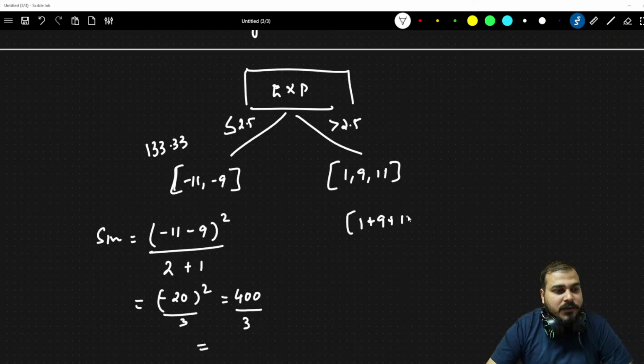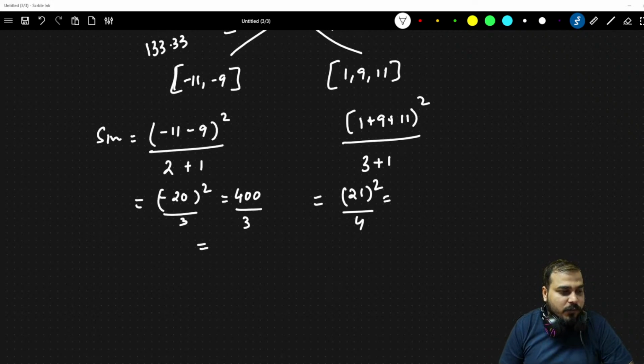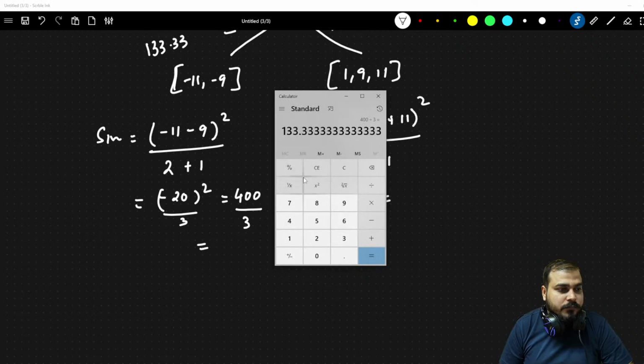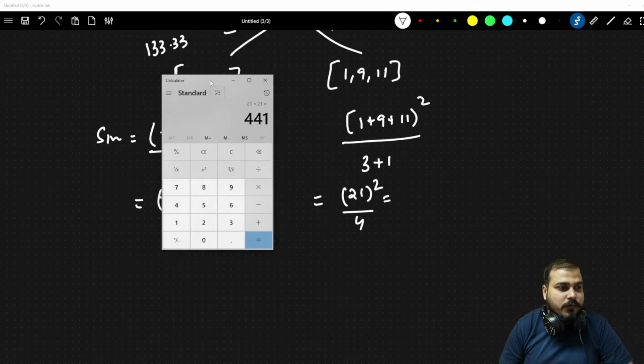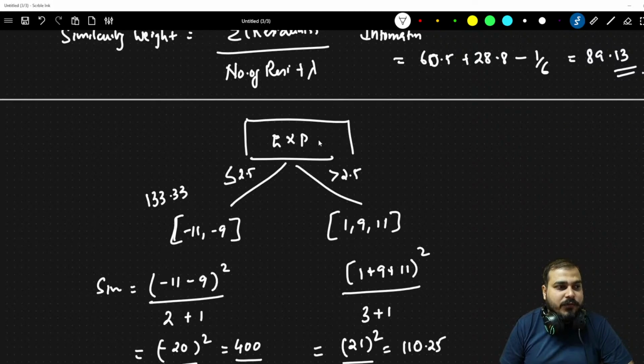It will be 1 plus 9 plus 11 whole square divided by 3 plus 1, right? So it will be 10 plus 11, which is 21 whole square divided by 4, right? So what is 21 whole square? If I open my calculator, 21 multiplied by 21 is 441, divided by 4, so this will be 110.25. And similarly, I can go ahead and compute for this.